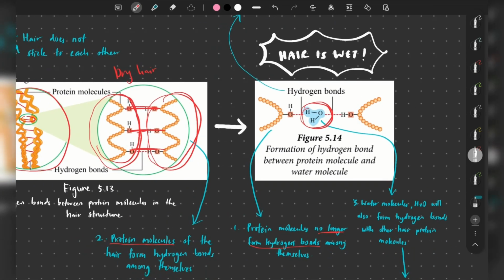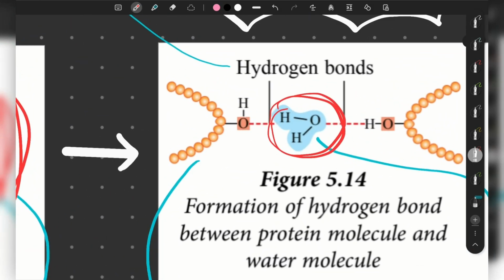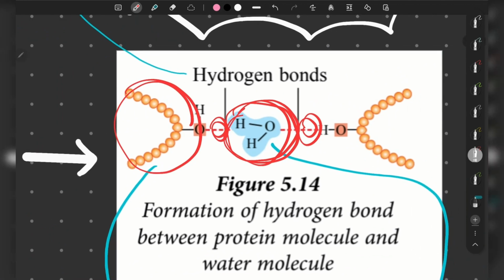So when the protein molecules of our hair form hydrogen bonds with the water molecules, this is the hydrogen bond, and this is the water molecule, right? So this is our hair proteins. Basically, it forms hydrogen bonds with the water molecule. Therefore, the water is kind of like pulling our hair protein molecules together. So that is why it sticks.